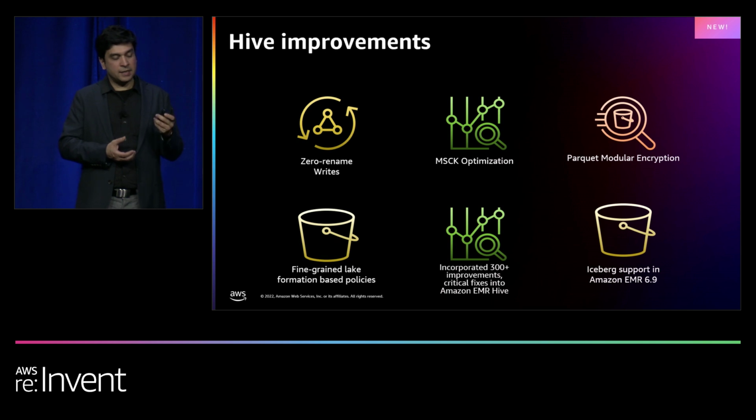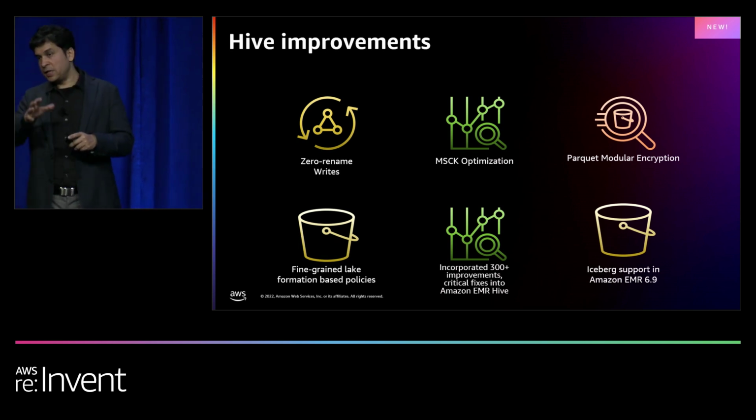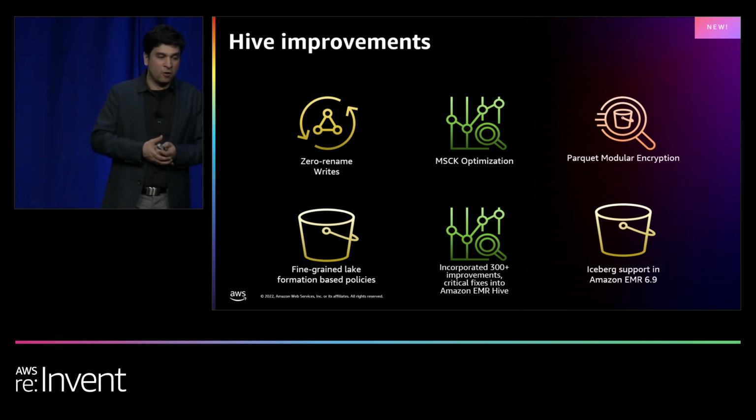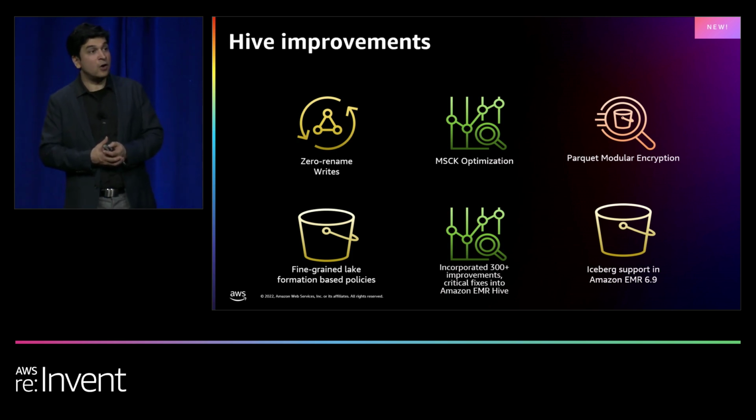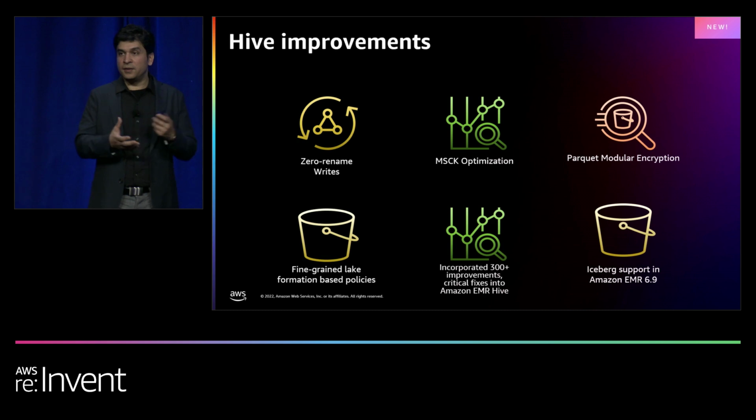MSCK repair is the command that is run that registers table partitions in S3 in your Hive Metastore or your Glue catalog. But again, over S3, all of these API calls to do the listing add overhead. So we have optimized MSCK repair to do fewer S3 listing calls. And with that, we see a 15 to 20 times improvement in performance when you do an MSCK repair on large tables with over 10,000 partitions.